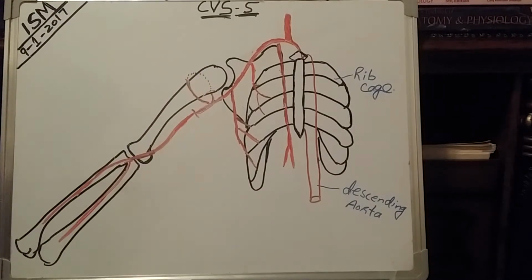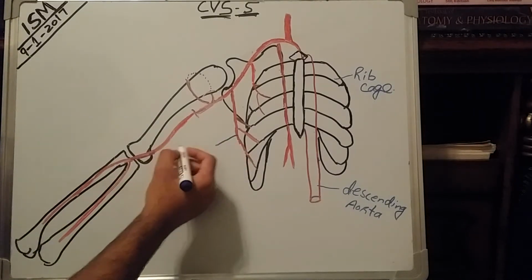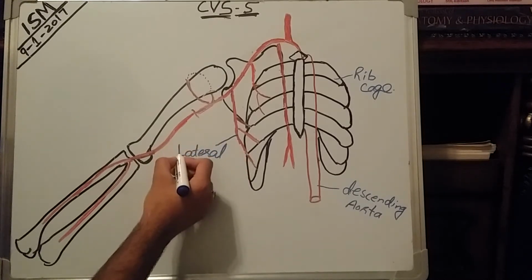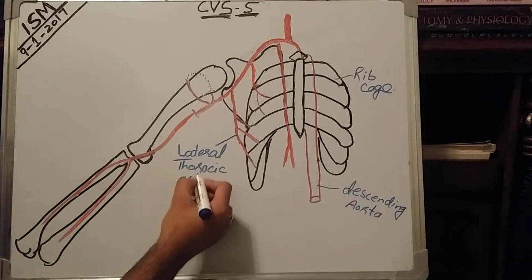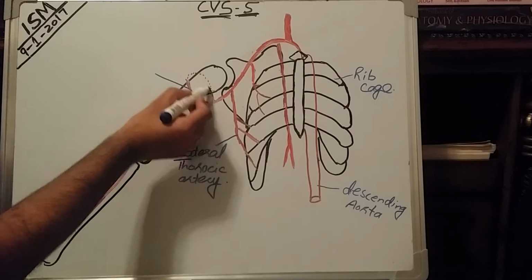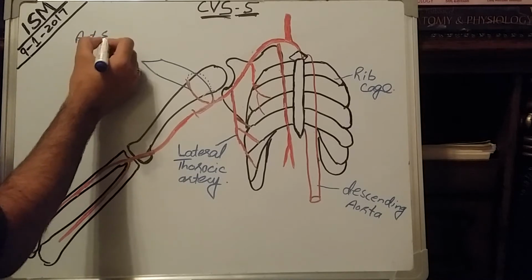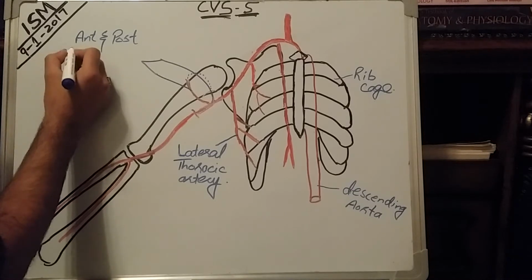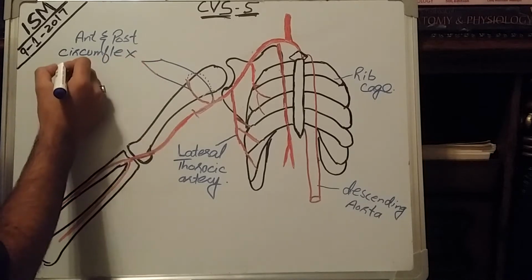Now I will write the names. This is called the lateral thoracic artery. Anterior and posterior circumflex humeral arteries.